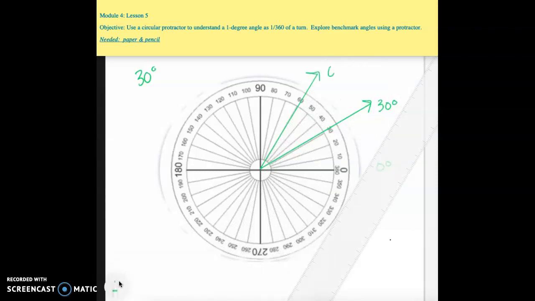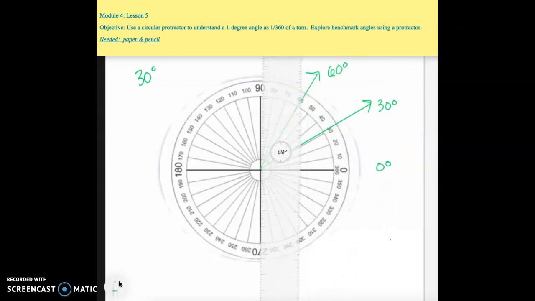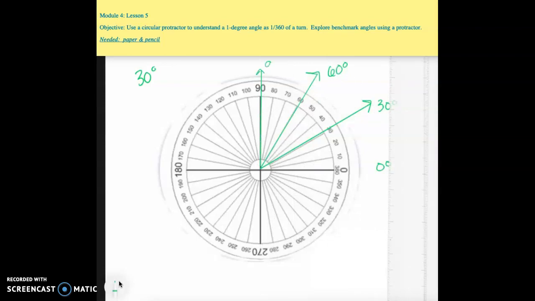Now I'm at 60 degrees. All right, add another 30. When what do I finally get to? 90 degrees. And I'm going to continue going. What do you think is going to be the next one?